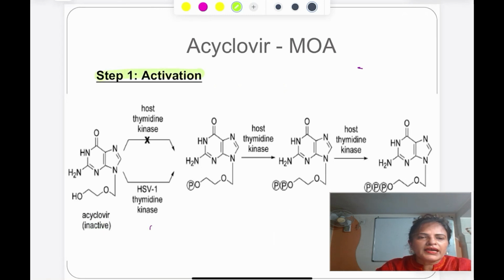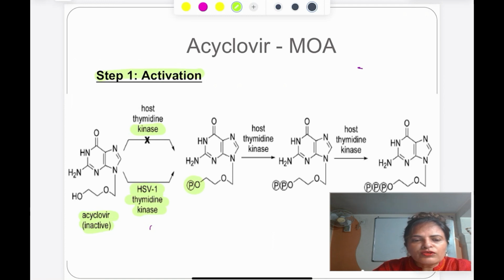First step is activation. So the phosphate, here you can see acyclovir is inactive. The initial phosphate is monophosphate. So for the incorporation of the monophosphate, what do we need? We need a kinase enzyme. Now which kinase is participating here? Here you can see the cross. It is a virus specific thymidine kinase.